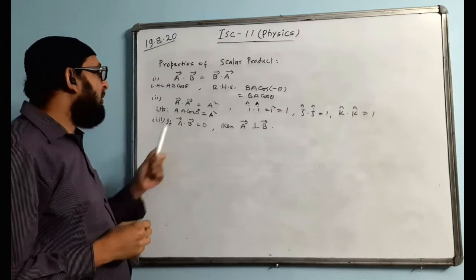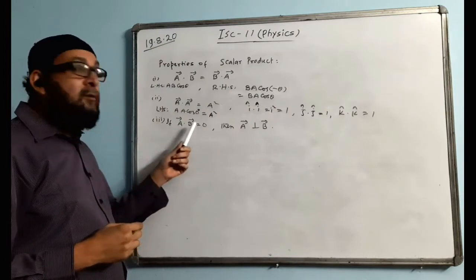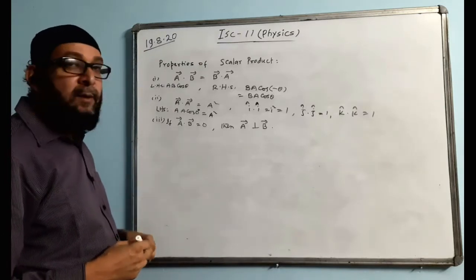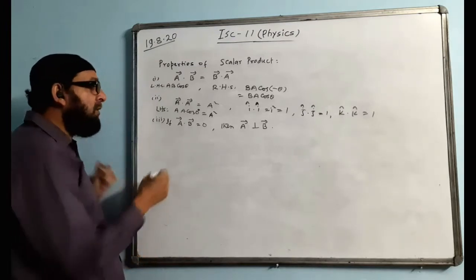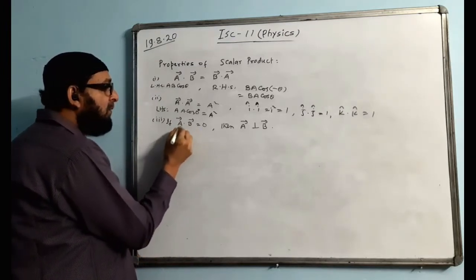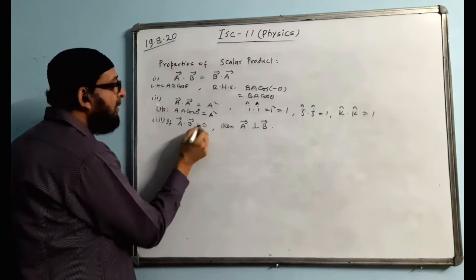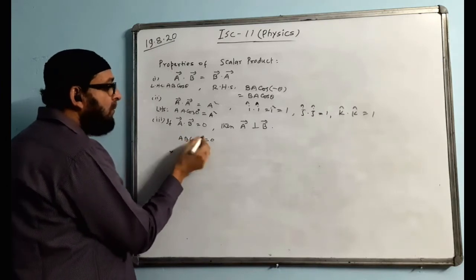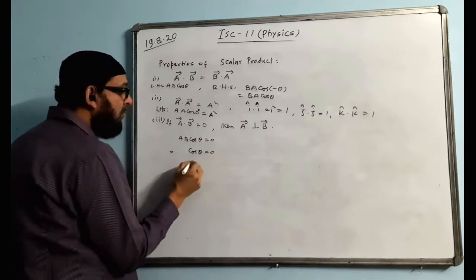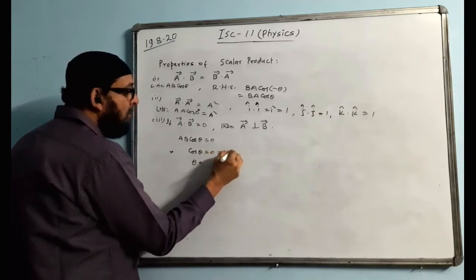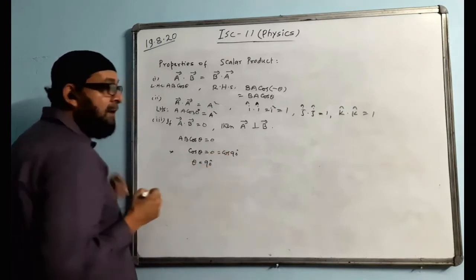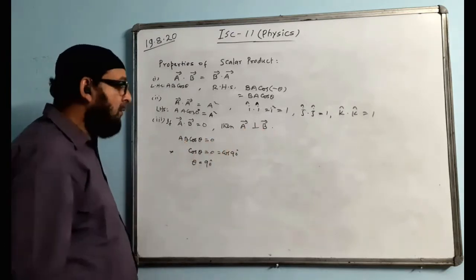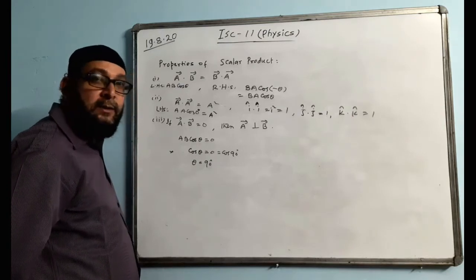Now we can see another property. When A dot B is equal to 0, then the angle between A and B will be 90 degree. That means vector A and vector B will be normal to each other or perpendicular to each other. How to prove this? We start with the given condition A dot B is 0. Here we are getting AB cos theta equal to 0. A cannot be 0, B cannot be 0. Therefore, cos theta is equal to 0 or theta is equal to 90 degree. What is theta? Theta is the angle between A and B vector. That means A and B vector are perpendicular to each other when the dot product is 0.